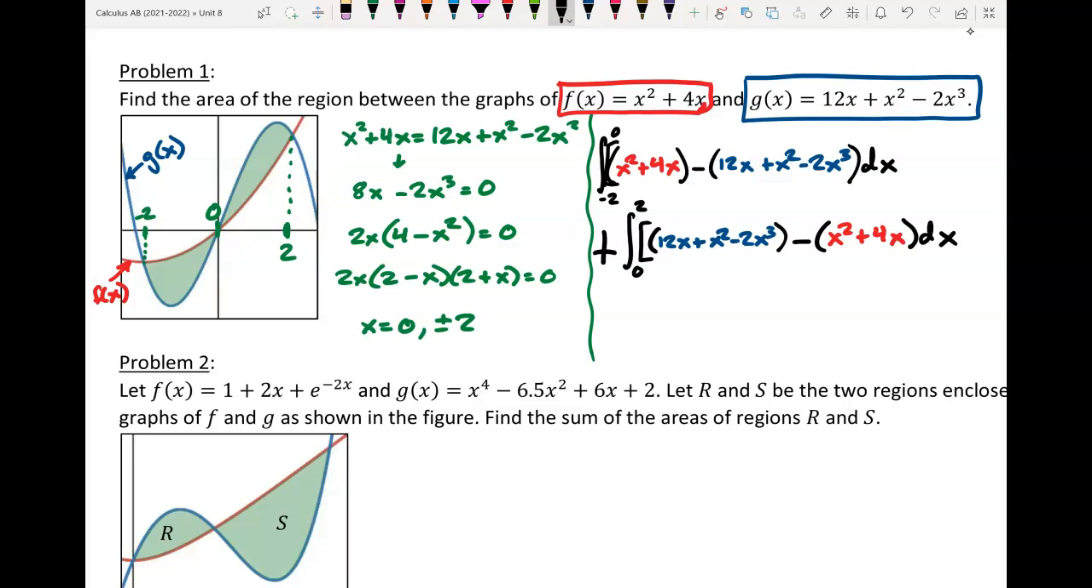Don't forget your dx's. They are part of your integral, and you might lose points on an FRQ for not having the correct setup within the integral. Okay? So just be careful with that.